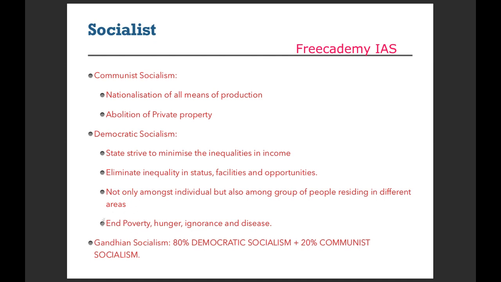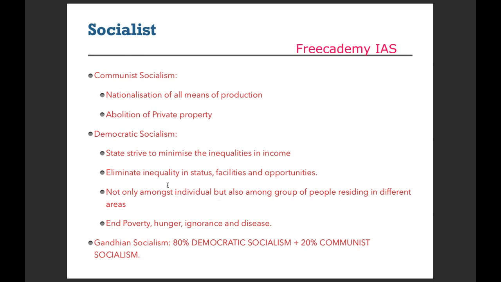The Supreme Court mentioned that socialism in India means ending poverty, ending hunger, ending ignorance, ending disease. It does not mean that the government will control everything, put everyone in line, and eliminate inequality like that. It envisages that the private sector will exist in parallel with the public sector.